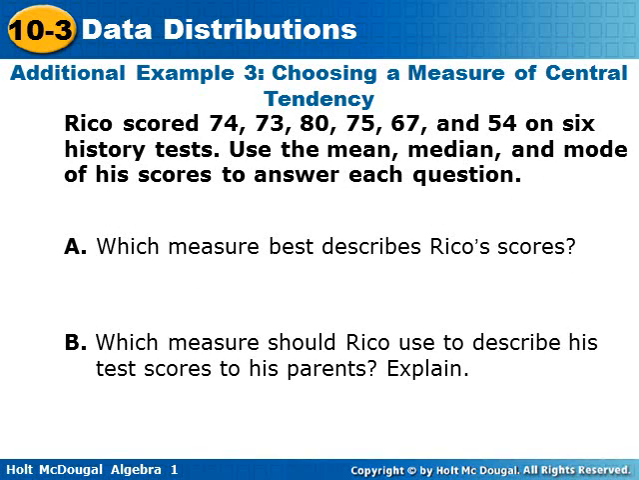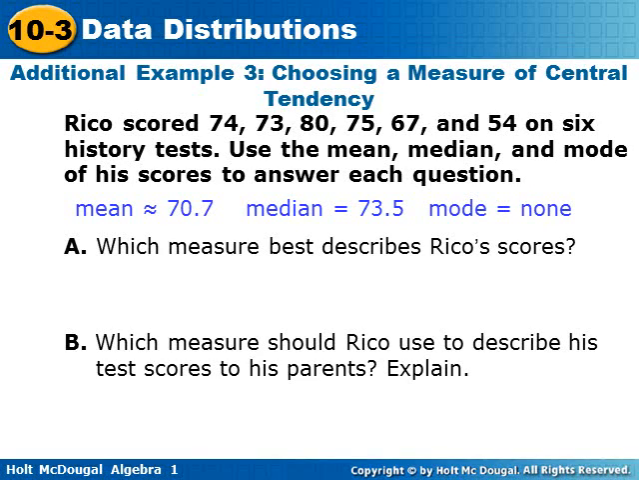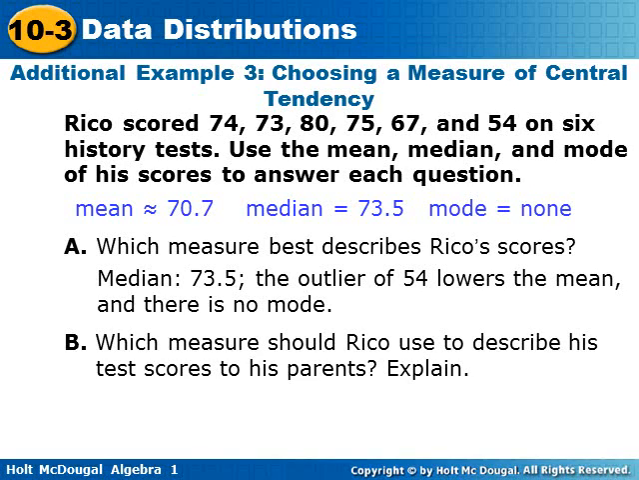Rico scored 74, 73, 80, 75, 67, and 54 on 6 history tests. Use the mean, median, and mode of his scores to answer each question. The mean is 70.7, the median 73.5, and there is no mode. A. Which measure best describes Rico's scores? The median, 73.5. The outlier 54 lowers the mean, and there is no mode.